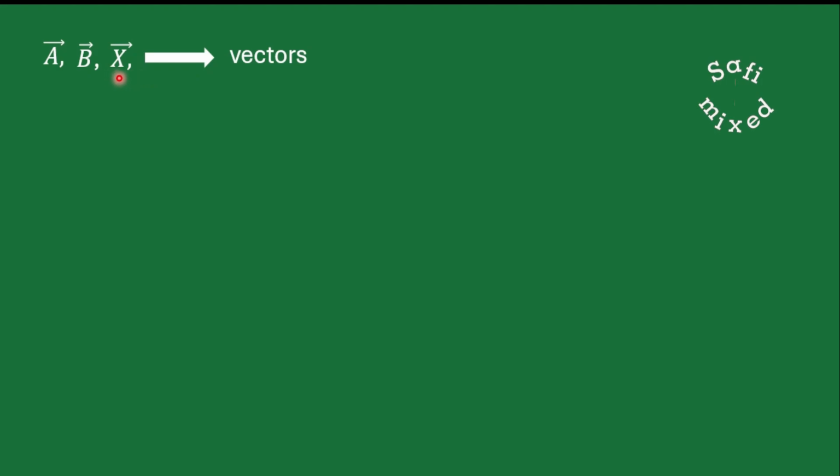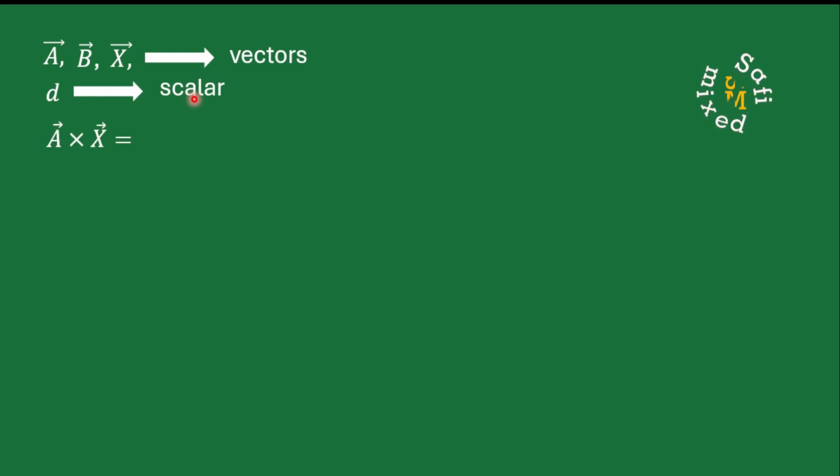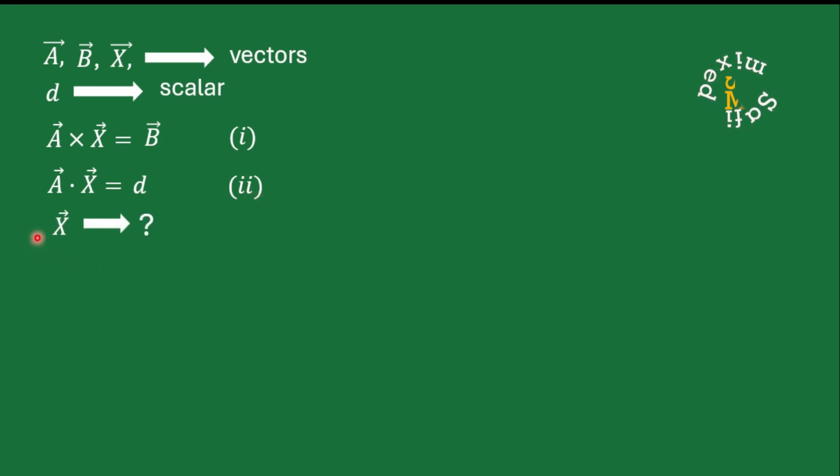I'm using x, which means this is an unknown vector, and we have a quantity like d, which is a scalar, and then these quantities are linked through two different equations, one in the form of vector product, that is the vector product of vector a and x equals b, and I call this equation 1, and the scalar product of these two vectors equals the scalar d, and I call this equation 2. And we want to find vector x from these two equations.